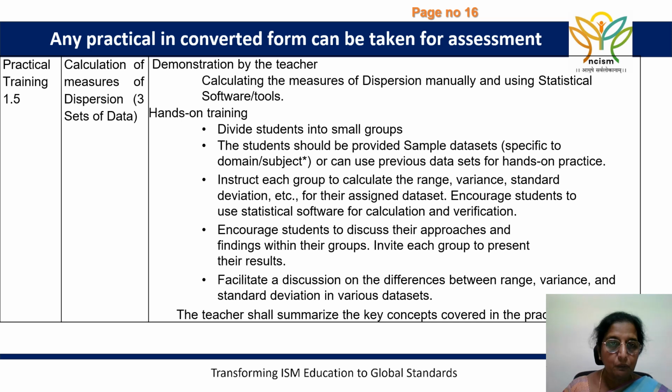So coming to any practical in the converted form can be taken for assessment. This table is a view from page number 16 of the curriculum. Here the practical training number is 1.5 and the name of the activity is calculation of measures of dispersion, 3 sets of data given by the teacher. The activity details would be demonstration by the teacher, hands-on training.